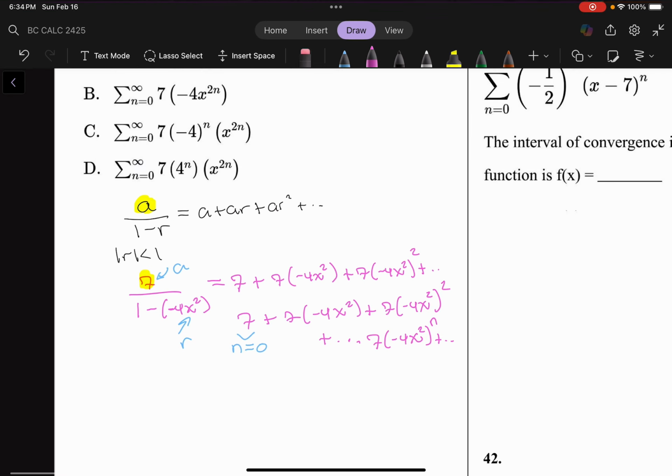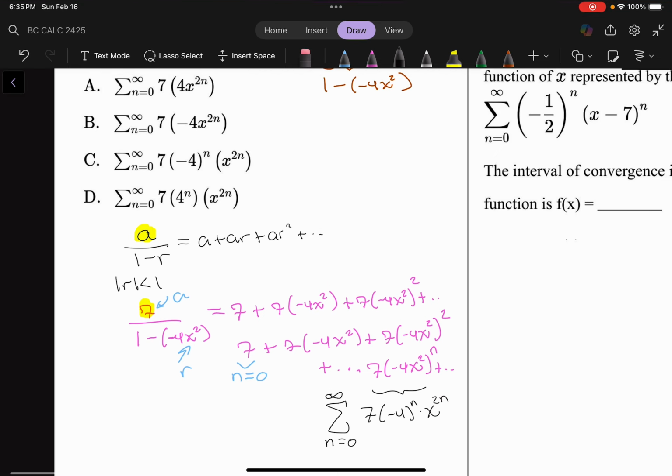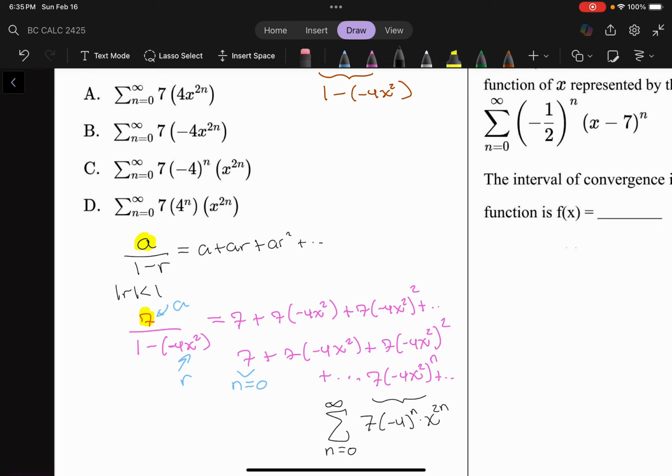So we should check which one's equivalent to that. Again, it looks like they could be separating the negative 4 out and the x squared. So notice that this is equivalent to 7 times negative 4 to the n times x squared to the n, which is x to the 2n. I think that's what we're looking for. Another way to do this is you could go to the answer choices, plug in 0, 1, 2, 3, and just see which ones match these. But I'm pretty sure if we look closely, what I just wrote matches C.